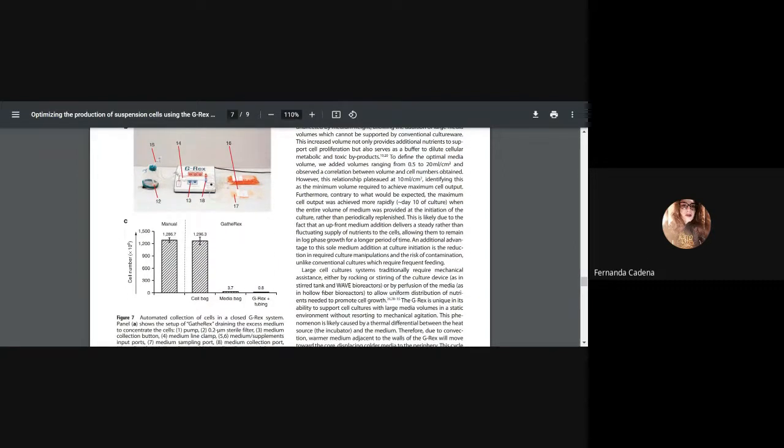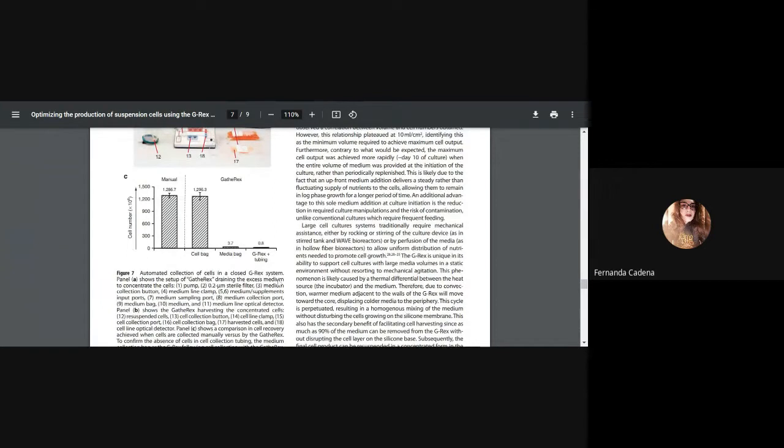So the last thing that they did was to evaluate if using this collection bag was okay compared with manual seeding, and they discovered that they can retrieve all the cells at the same density as in manual, and there is no important loss of cells in the medium bag or in the tubing that they use to connect the whole machine. And that's it. Thank you.